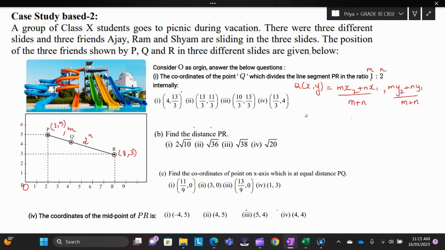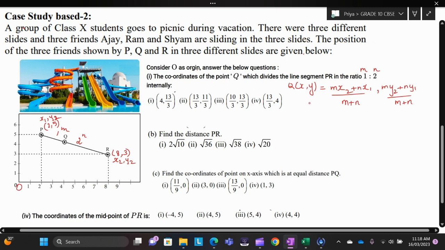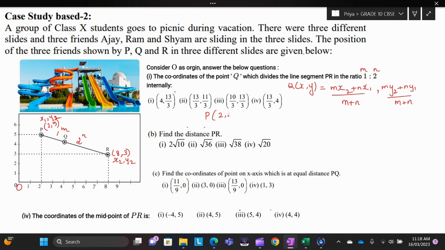So I'm going to substitute m, x2, x1 in the formula. For x1, y1, I'm taking the coordinates of P, and for x2, y2 I'm taking the coordinates of R, so I'm substituting here. For my convenience I'm writing the point P as 2 comma 5, that is x1 comma y1, and R as 8 comma 3, x2 comma y2. So it is easy for me to substitute here.